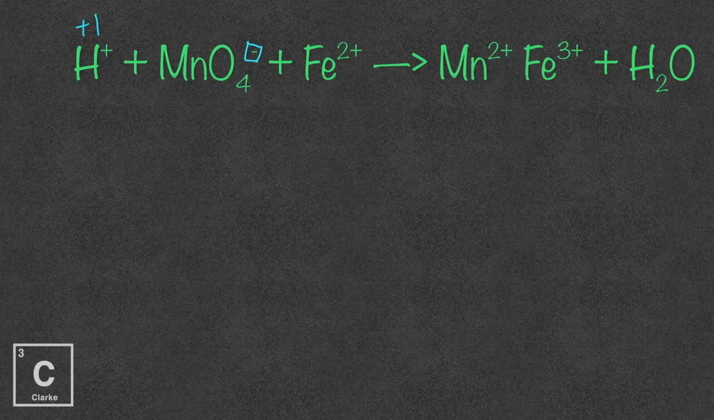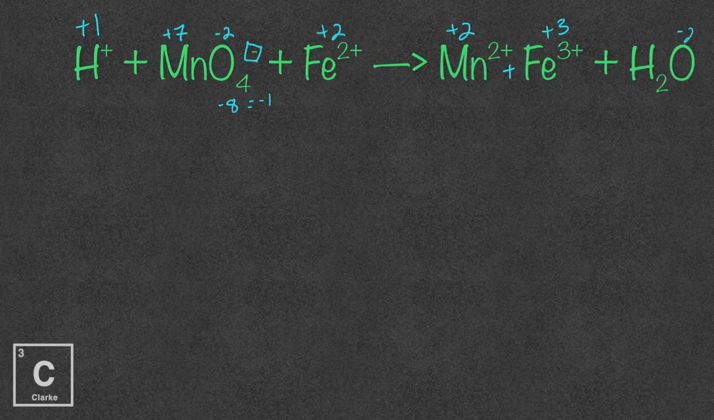All oxygens are most of the time -2, so I'm going to put a -2 there. If I've got this -2 and we've got 4 of them, that's like saying -8. But remember, the whole thing has to equal -1. So what must manganese be? That's right, +7. This iron is telling us it's a +2. This manganese is telling us it's a +2. Oops, I think this is supposed to be a plus right here. This iron is a +3. Oxygen, always a -2.